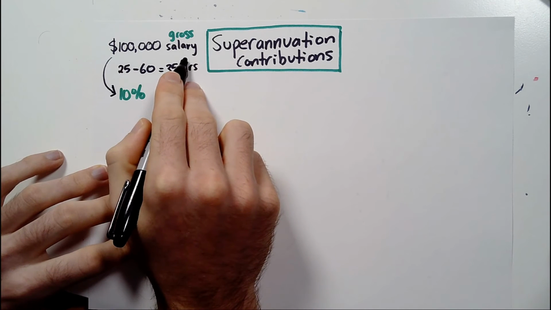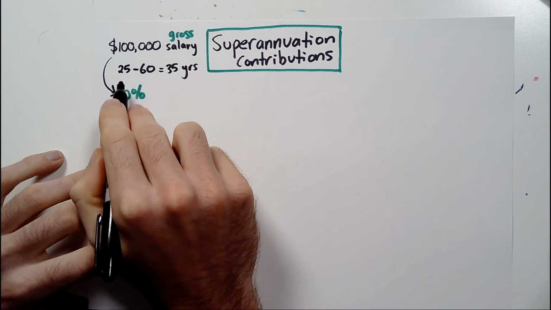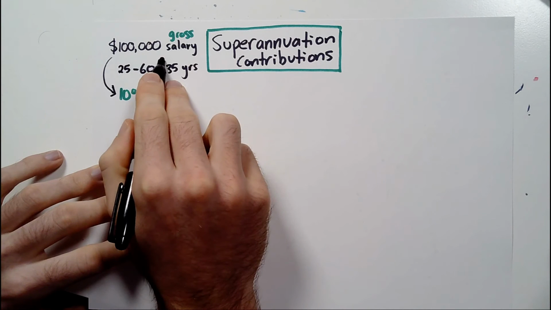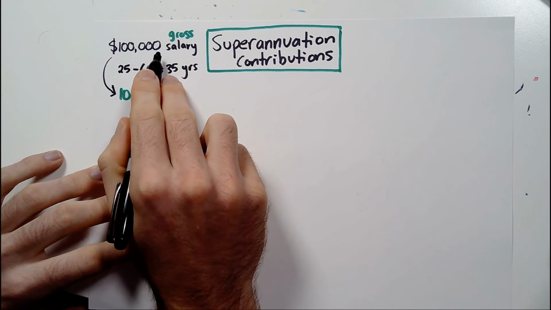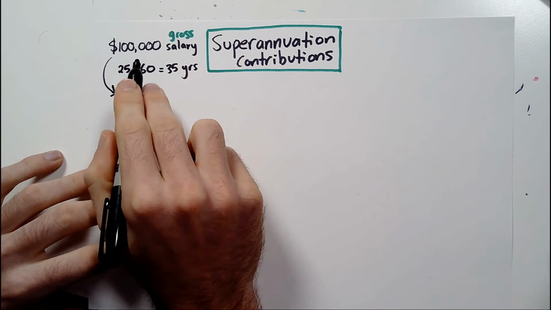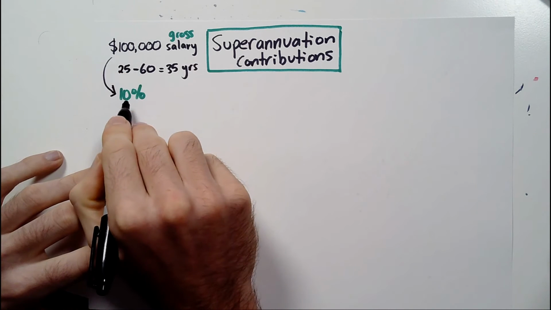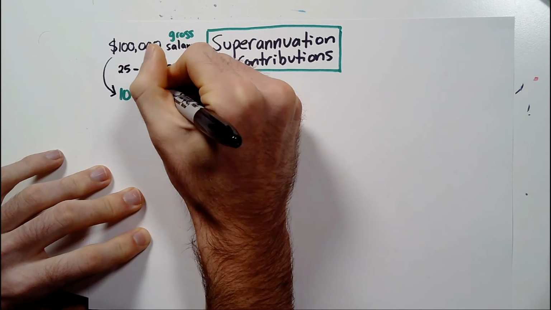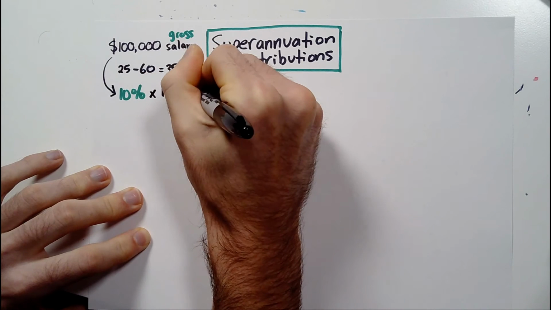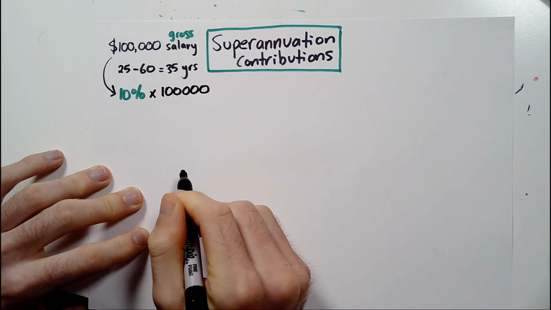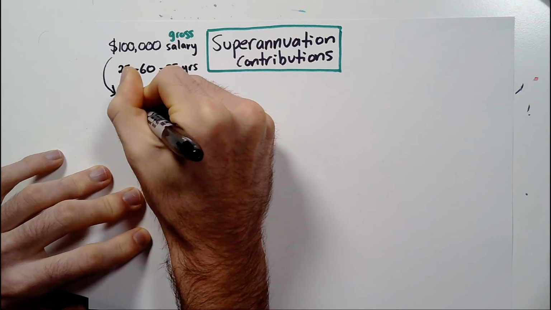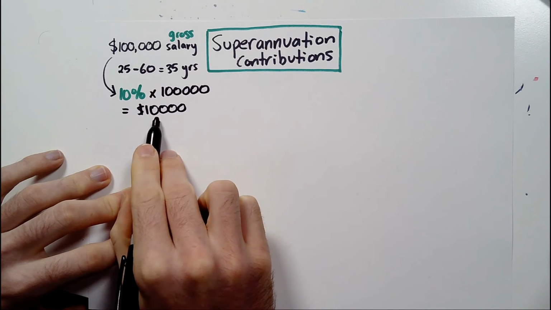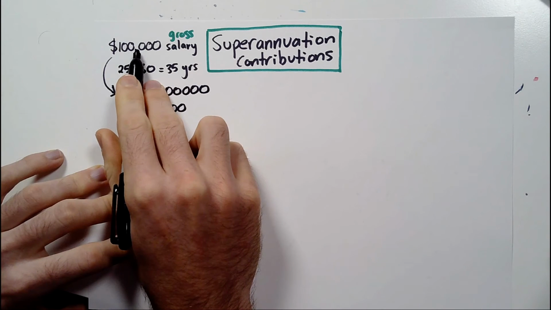So every year, your employer is going to pay you $100,000. You're not going to receive that full $100,000 because of tax, so that will reduce. But on top of the $100,000, they are also going to put 10% of that $100,000 into your superannuation fund. Now, in this case, that is $10,000. Now, that's $10,000 in addition to the $100,000.